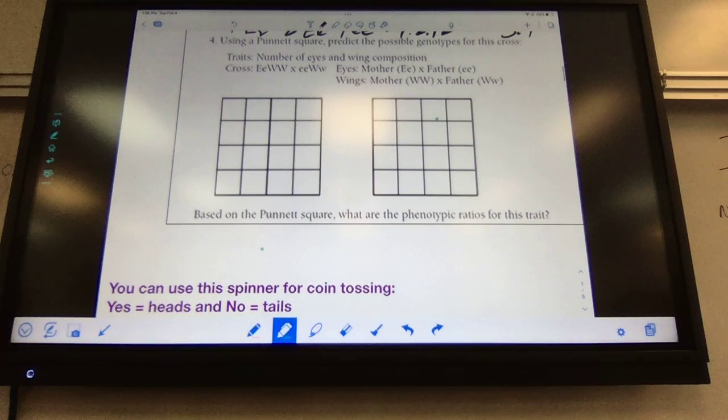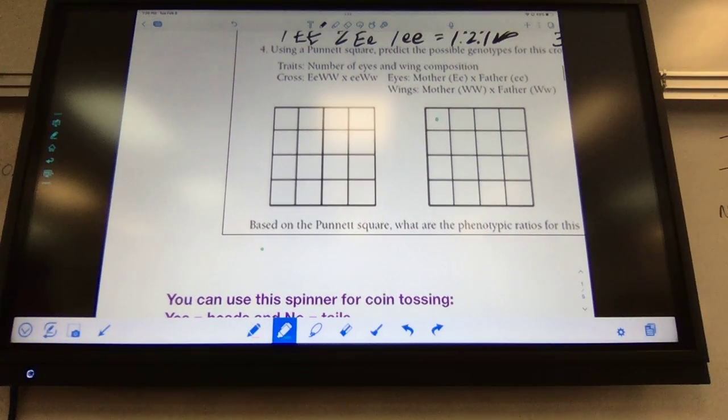All right, I'll set this one up for you. So we're crossing this guy, goes on the left, the other one at the top, and we're going to FOIL. First, outer, inner, last. So this is a capital E and a capital W. So it goes right there. FOIL. O is the outside. That's a capital E and a capital W again.